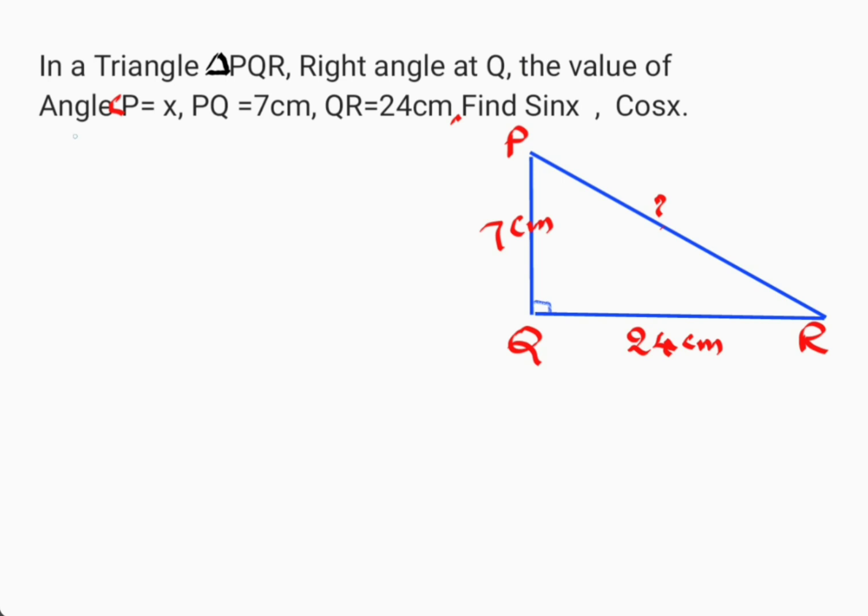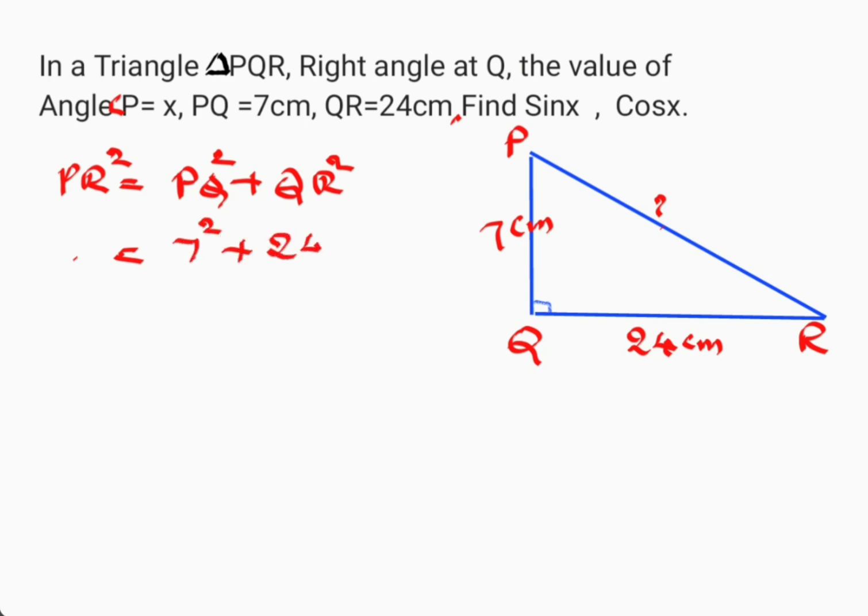So PR square is equal to, we know that, PQ square plus QR square. This is equal to, PQ is 7 and QR is 24, square. 7 square is 49 plus 24 square is 576. This is equal to 625.